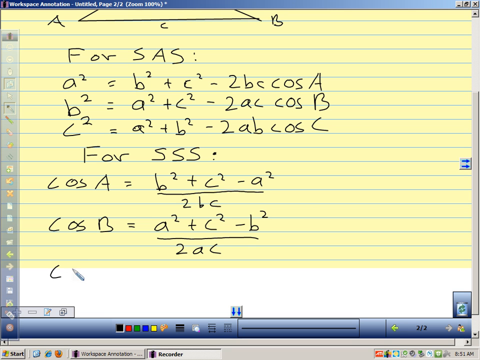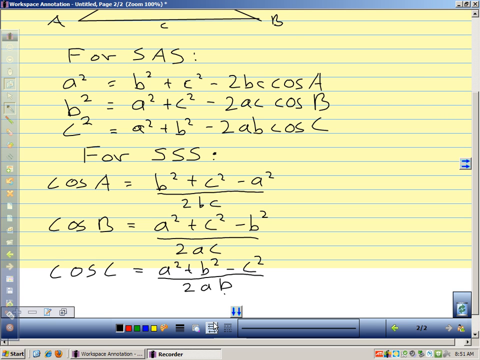And finally, we get for the cosine of angle C, we can say that that is a squared plus b squared minus c squared over 2ac. I'm sorry, 2ab. So if we're given side angle side, we can use it in the first form. If we're given side side side, we can solve for one of the angles with the second form.